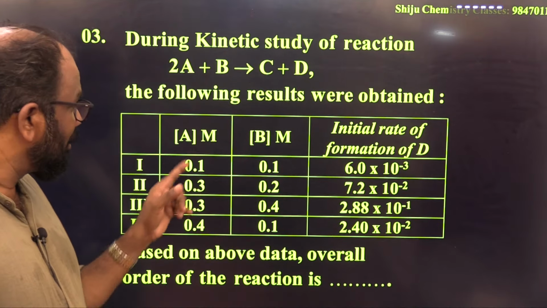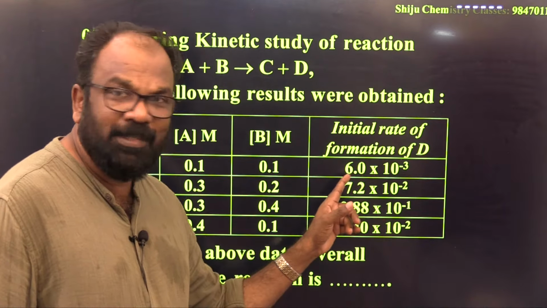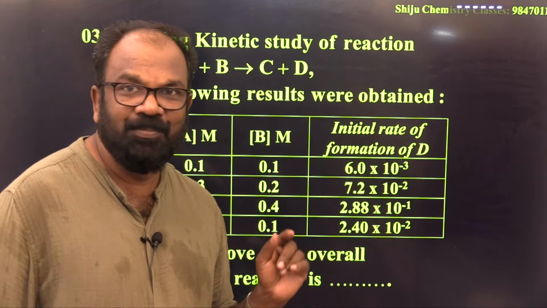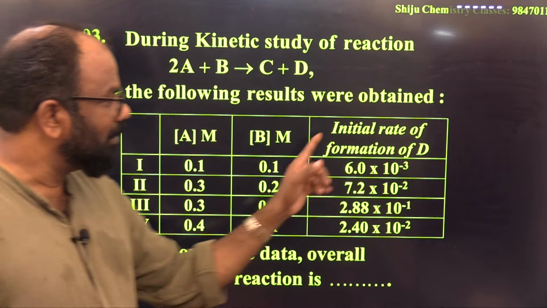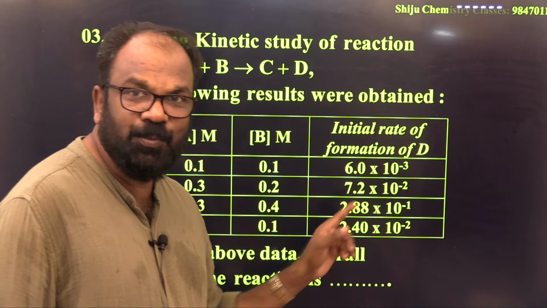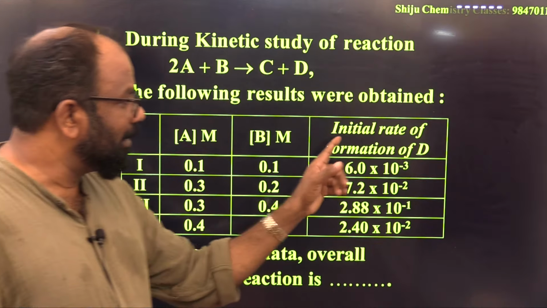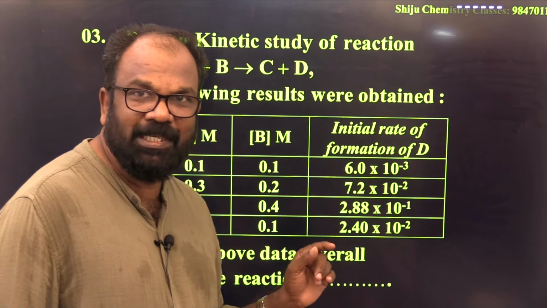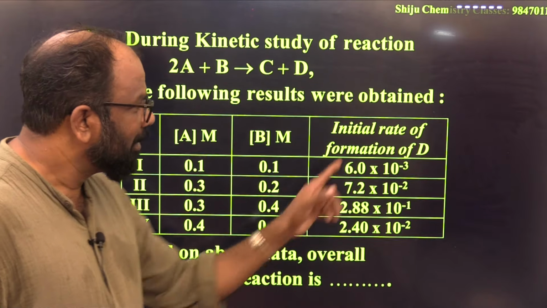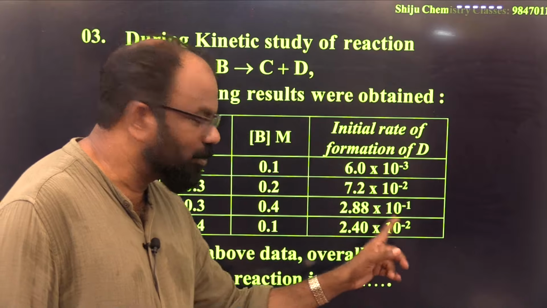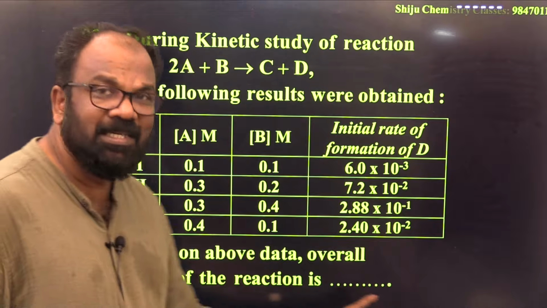In the first case, concentration of A is 0.1 and that of B is also 0.1. Then initial rate of formation of D is 6 into 10 raised to minus 3. In the second case, concentration of A is 0.3, that of B is 0.2 and initial rate is 7.2 into 10 raised to minus 2. And in the third case, concentration of A is 0.3, B is 0.4 and initial rate is 2.88 into 10 raised to minus 1. And in the last case, concentration of A is 0.4, B is 0.1 and initial rate is 2.4 into 10 raised to minus 2. Based on the above data, the overall order of reaction is dash.